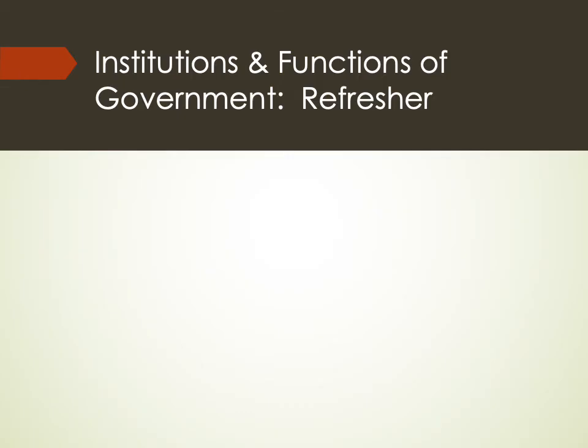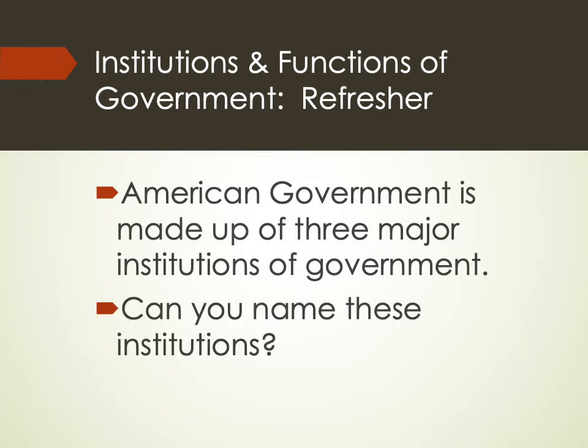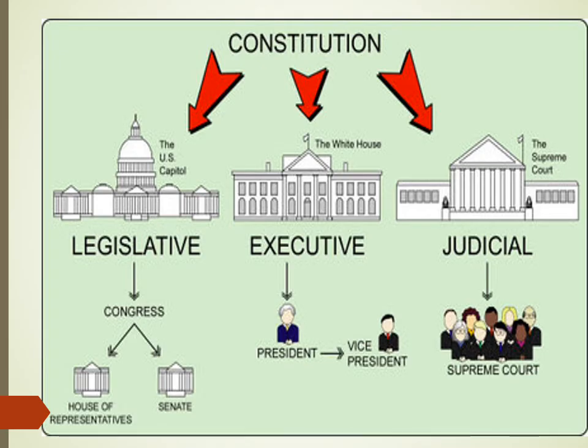Okay, in the second half of this lecture, we're going to take a look at the institutions and functions of government and just a really quick refresher. And so I think, as many of you know, that the American government is made up of three major institutions of government. Ask yourself, can you name what these institutions are? Well, here's a slide to help you with answering that question.